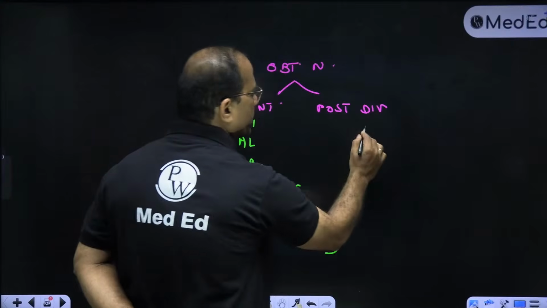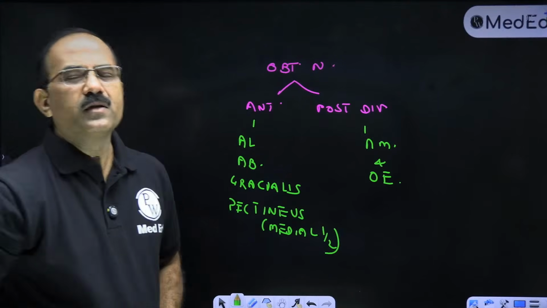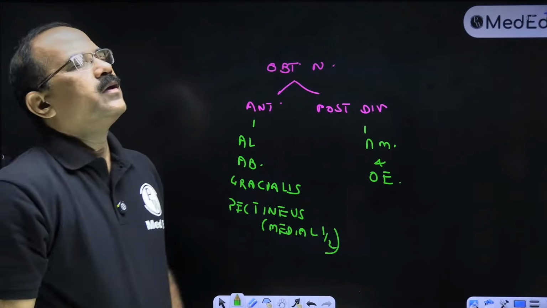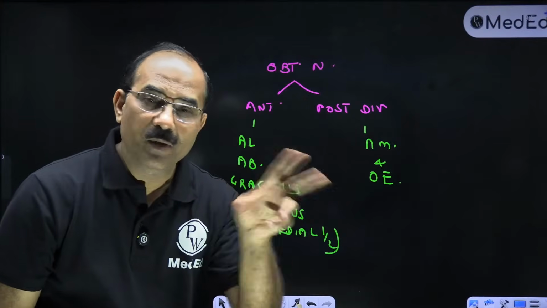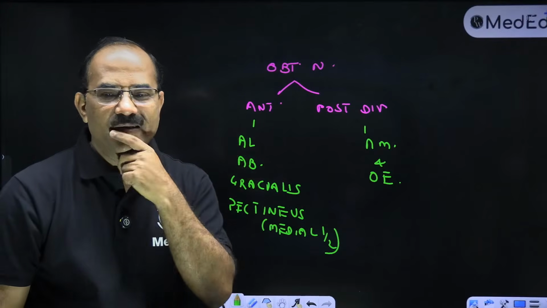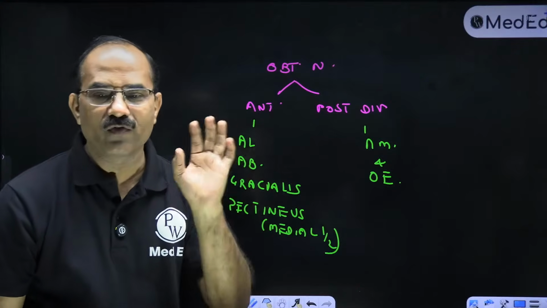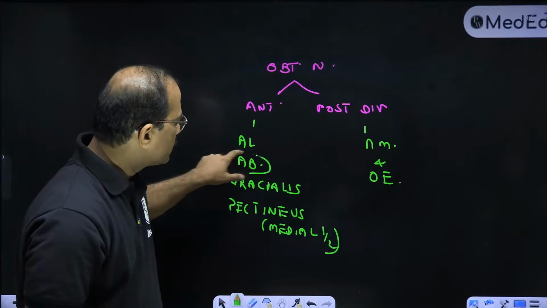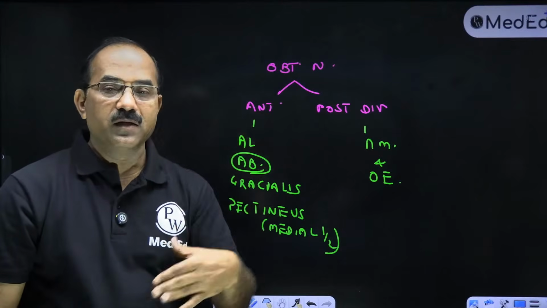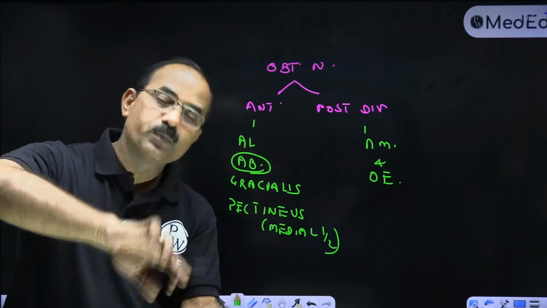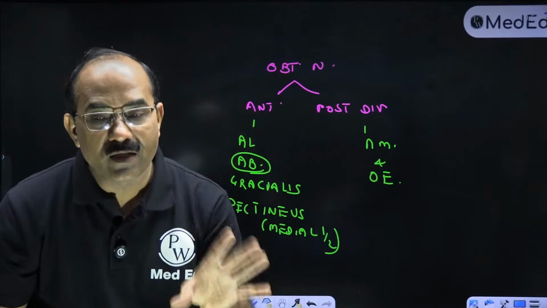What does the posterior division supply? Adductor magnus and obturator externus. See बच्चों, one very common misconception: adductor brevis is not supplied by both the nerves. Adductor brevis is normally supplied by the anterior division of obturator nerve. अगर anterior division नहीं supply करता है, then the posterior division supplies. It is either anterior or posterior. दोनों supply नहीं करते.